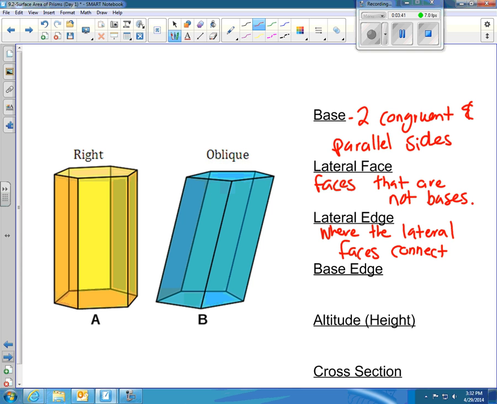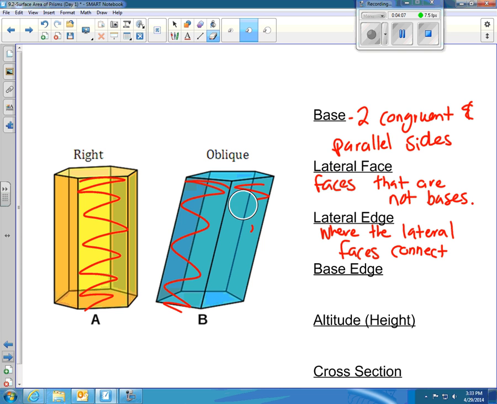So let's look at our picture for those three. A base: we have a base here and here. These are parallel and congruent sides, so those are our bases. Then let's talk about lateral faces. A lateral face is anything that wasn't a base. So here is a lateral face. Here's a lateral face. Any of these are lateral faces. So anything that's not a base.